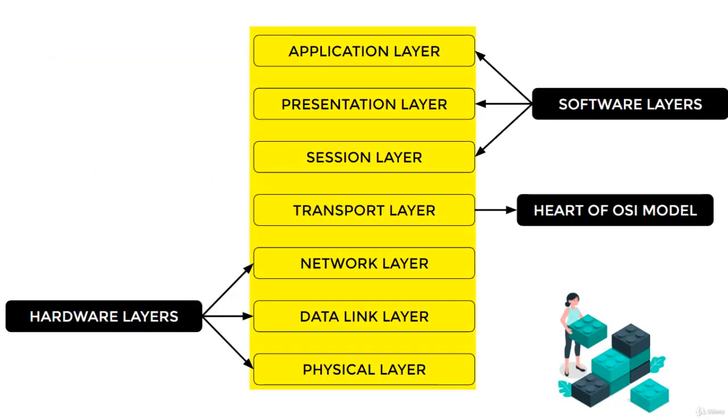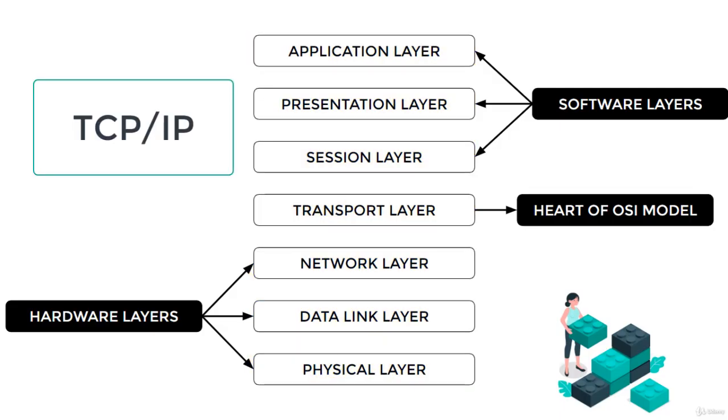The first is the physical layer, then the data link layer, network layer, transport layer, session layer, presentation layer, and the application layer. The prime difference between the TCP/IP model and the OSI model is that the TCP/IP model does not have 2 layers, that is the presentation layer and the session layer.